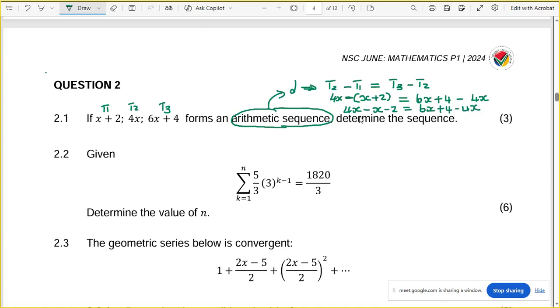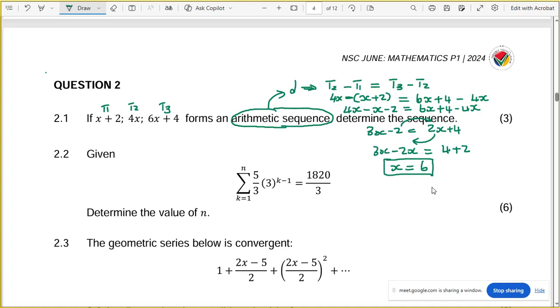This is where you can just group the like terms, add the like terms, and solve for x. So 4x minus x, that's 3x minus 2, which equals 6x minus 4x, that's 2x, plus 4. So the 2x comes this side to be negative, and the 2 comes to the other side to be positive, meaning that I'll have 3x minus 2x this side, which will be equated to 4 plus 2. So this is just x, and the value of x is just 6. Are you happy with the steps?